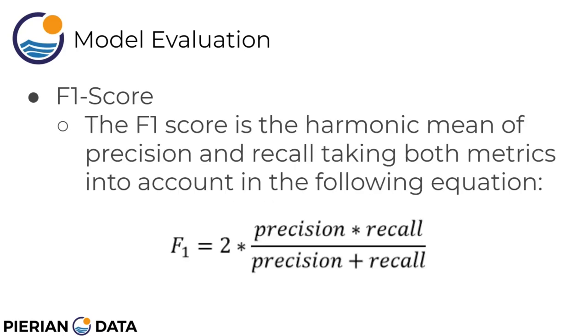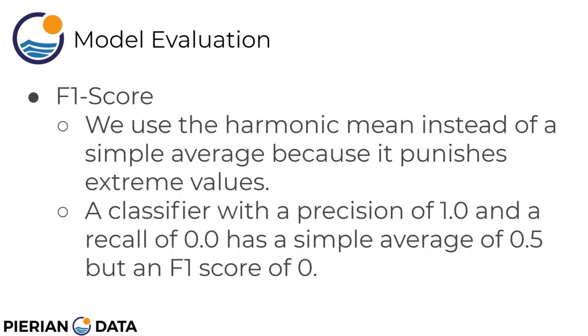And the F1 score is the harmonic mean of precision and recall, taking both metrics into account in the following equation. So this isn't just taking the average of recall and precision, it's taking the harmonic mean of them. And so here we have the formula for F1 score, where F1 score is equal to 2 times precision times recall in the numerator, divided by precision plus recall in the denominator. The reason we use the harmonic mean instead of a simple average is because it's going to punish extreme values.